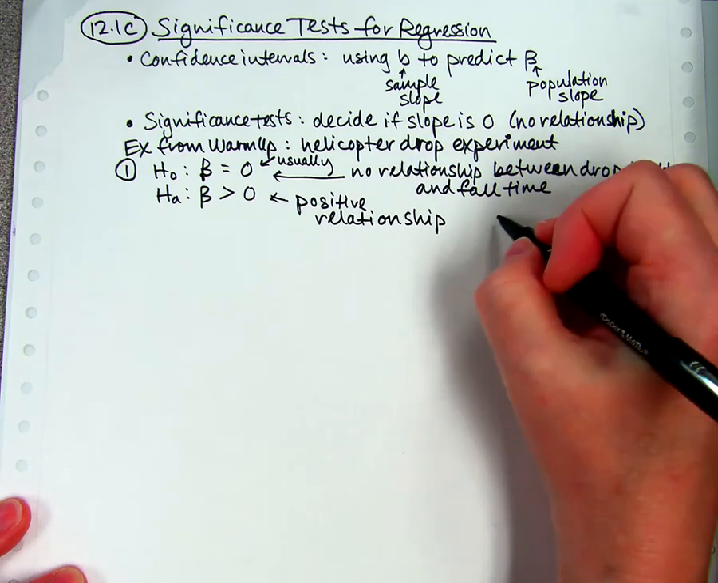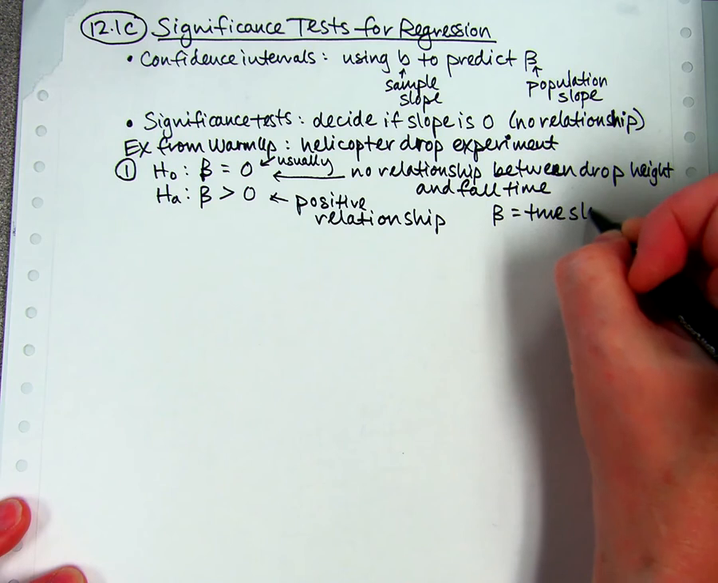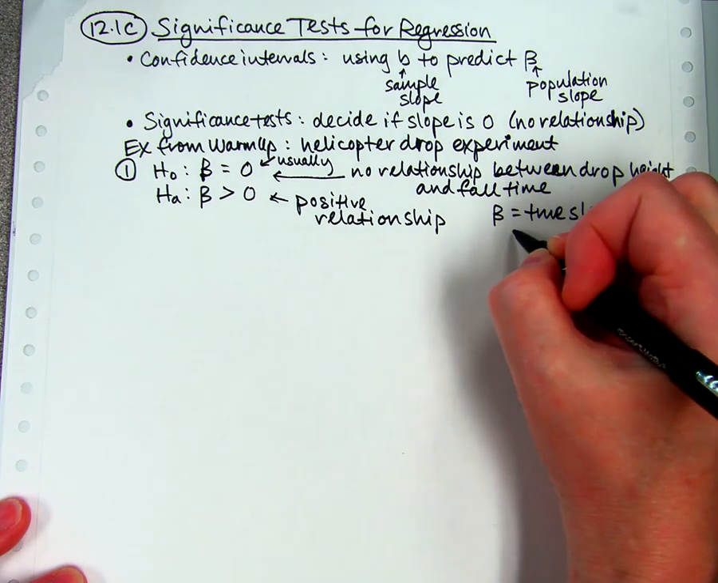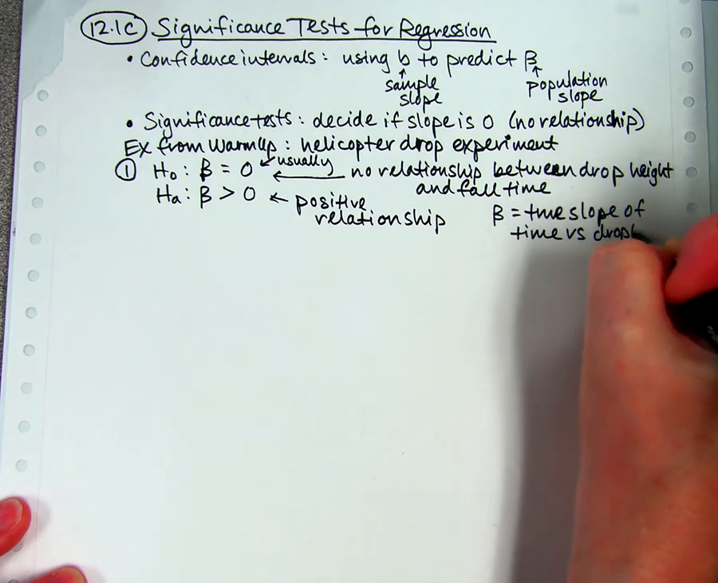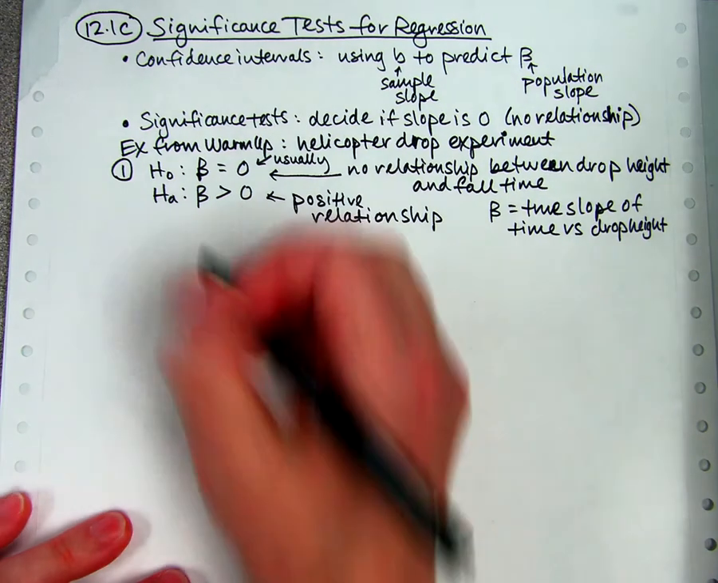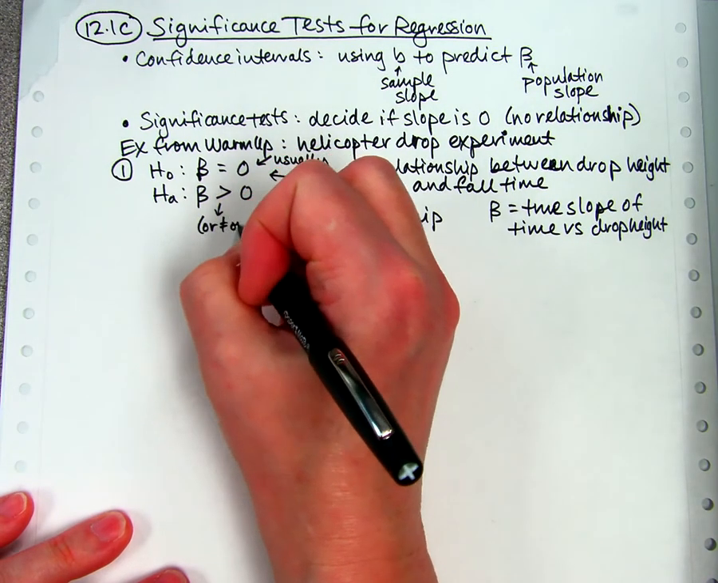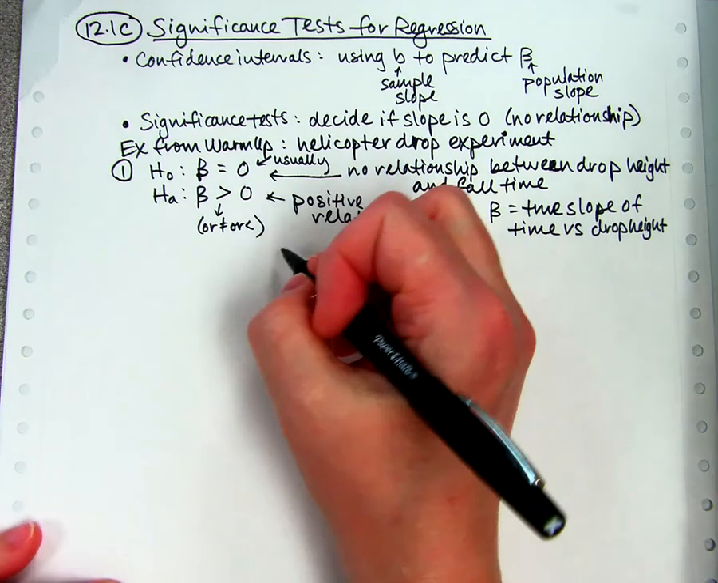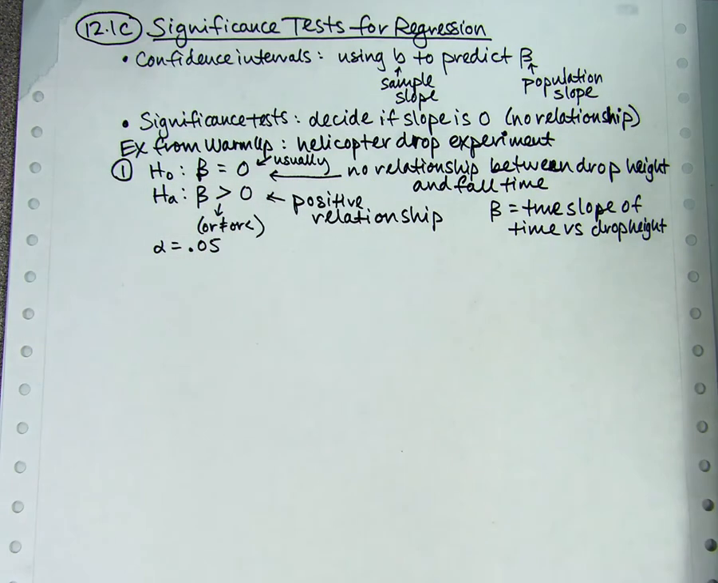And just to remind you that beta is the true slope of all possible helicopter drops, where the explanatory variable is the time, so that goes first, versus drop height. All right. This sometimes is going to be a not equals or a less than in other problems, so I just wanted to remind you of that. We're going to use alpha is 0.05 as usual. If you're not sure, just use the normal one.